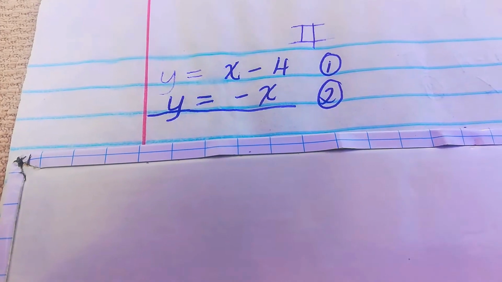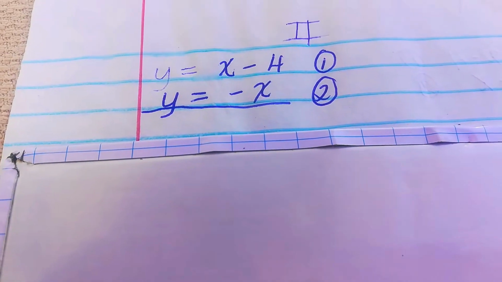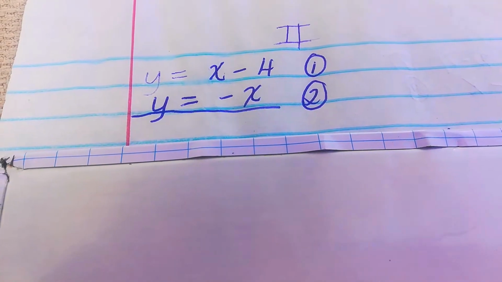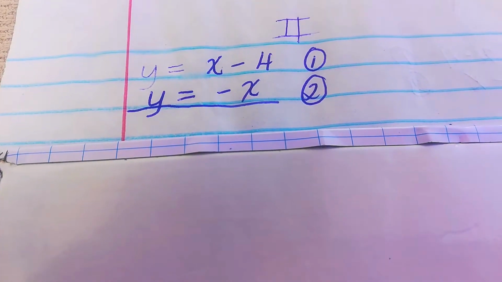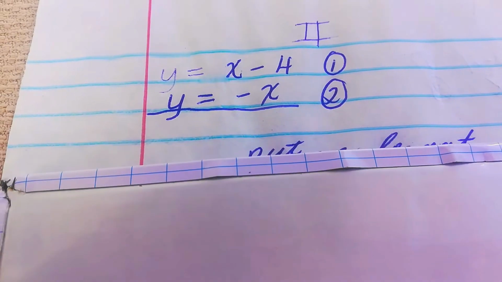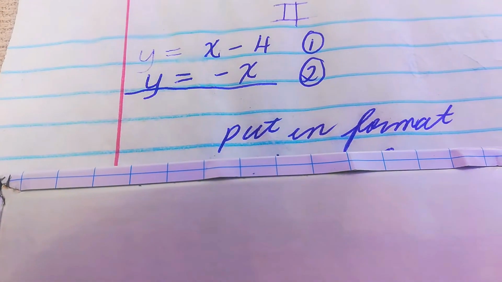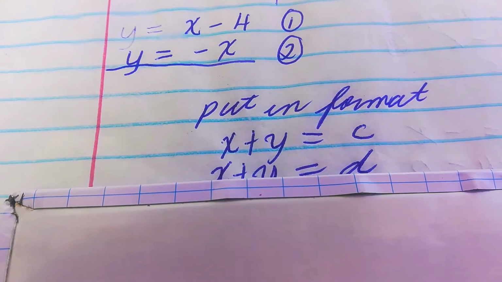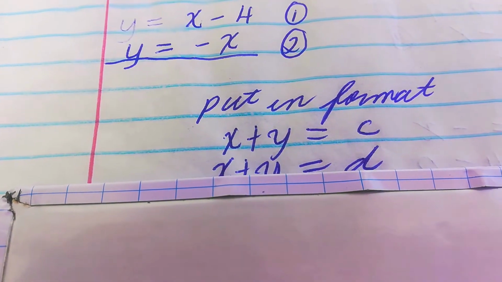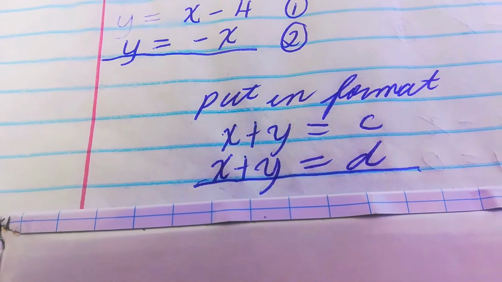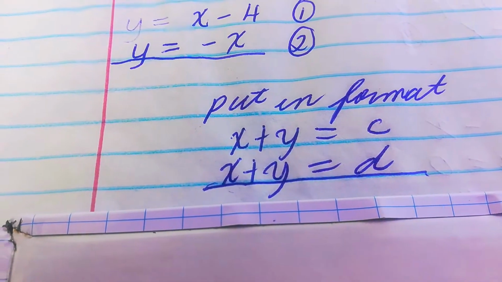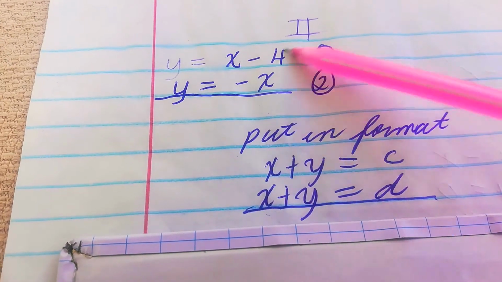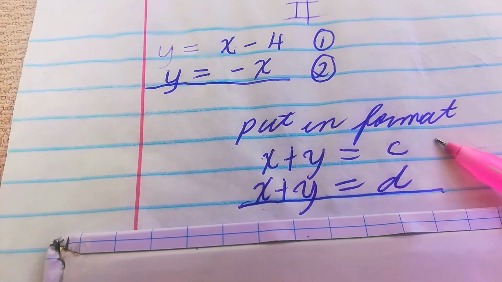Now, the first method I'm going to show you is the substitution method, which just means that we're going to put it into the format we are accustomed to when you're talking about simultaneous equations. That is, an x plus a y equals a solution, an x plus minus y equals a solution. So we're going to take these linear equations and put them so they look like this.